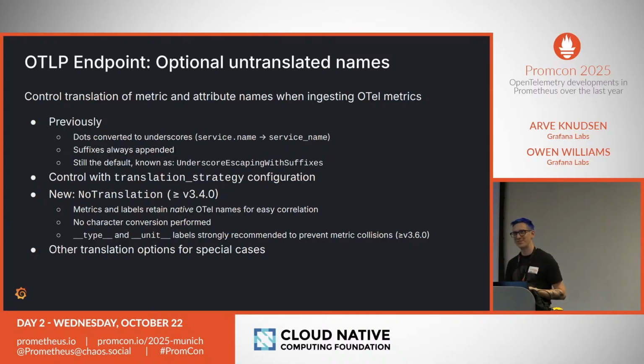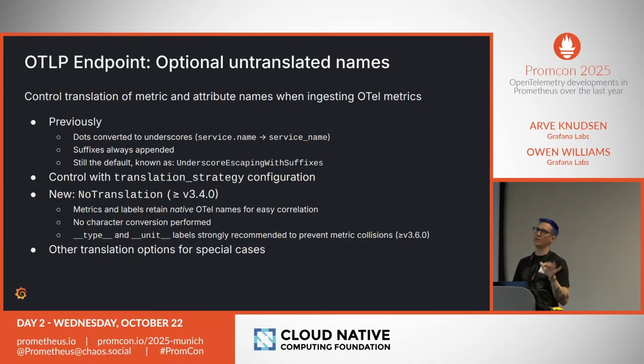As mentioned in the previous talk, this can cause problems with type and unit. If you have some sort of latency metric coming from one system that's in seconds and another coming from another system that's in milliseconds, those could collide. So we also strongly recommend that operators turn on the type and unit labels in order to prevent those collisions, and that's since version 3.6.